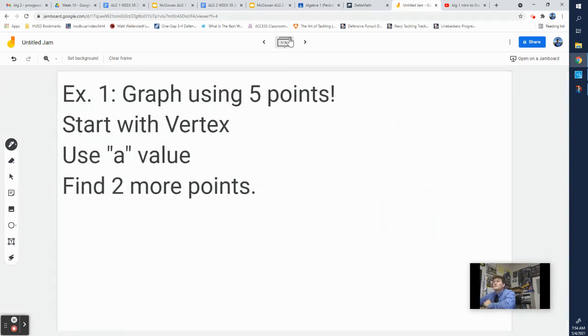So looking at some of the steps for graphing, we're going to graph by finding 5 points. And the first point we always want to find is the vertex point. So we're going to start with that axis of symmetry, plug it in, find the y value. There's our vertex. From there, we're going to use the a value to find 2 more points really quickly. So the first 3 points will be done fast as long as we can find the vertex. And then from there, we just find 2 more points. Most likely, those other 2 points are going to be x-intercept points. So we're going to be looking for solutions.